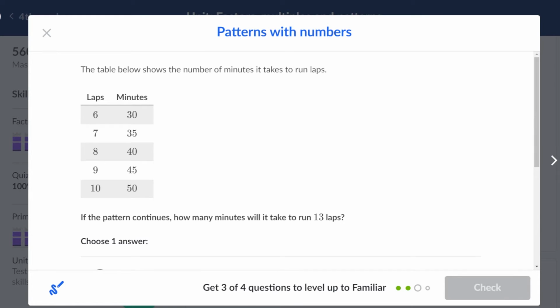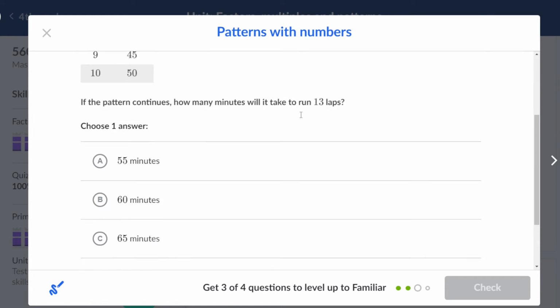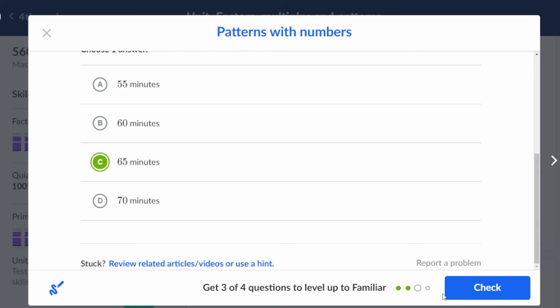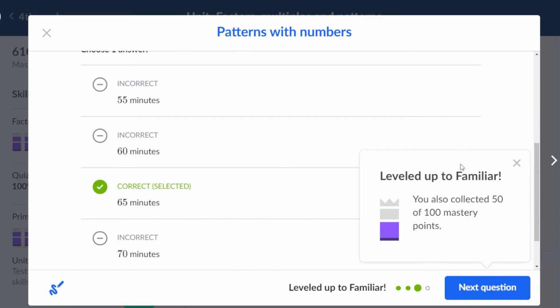The table below shows the number of minutes it takes to run laps. If the pattern continues, how many minutes will it take to run 13 laps? So it looks like it's 5 minutes every lap, right? And they're counting up by 5, so 35, 40, 45, 50. So 11 will be 55, then 60, then 65. 65 minutes for 13 laps. I doubt anybody can get their split time that perfectly even, though.